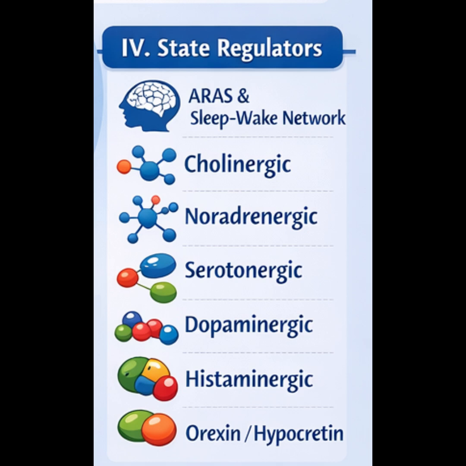Dopaminergic systems from ventral tegmental area and substantia nigra shape reward, motivation, and movement. Histaminergic neurons from hypothalamus promote wakefulness. Orexin or hypocretin stabilizes sleep-wake transitions and energy balance. These neuromodulatory systems do not carry detailed information. They change the gain of entire networks. They determine whether circuits are responsive, plastic, or suppressed.